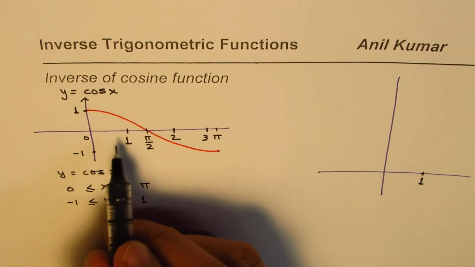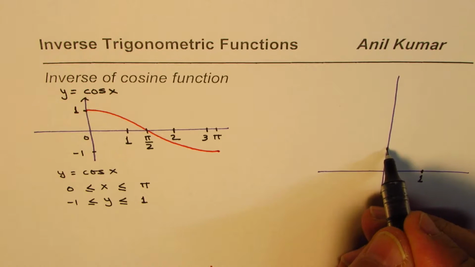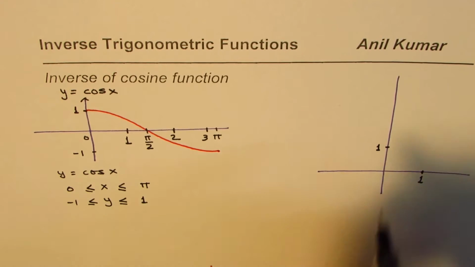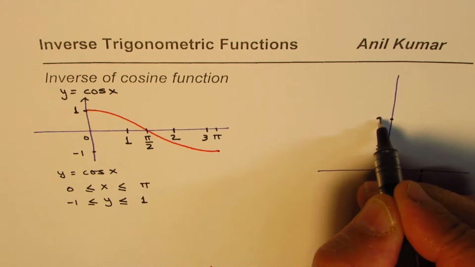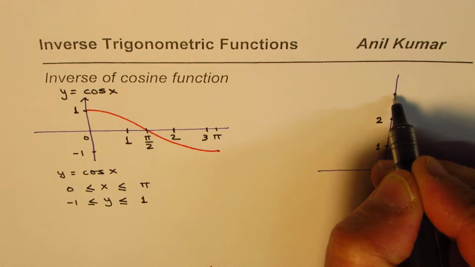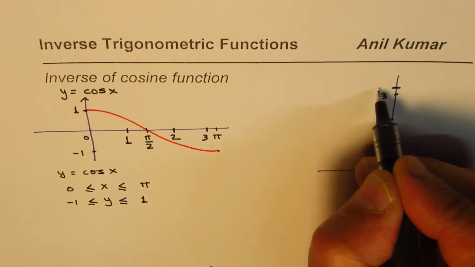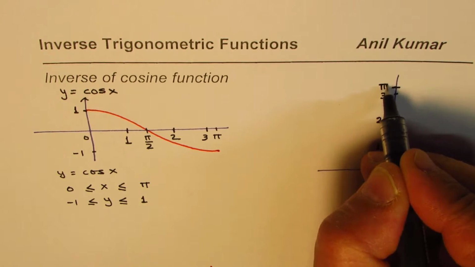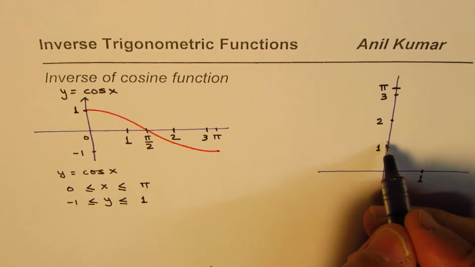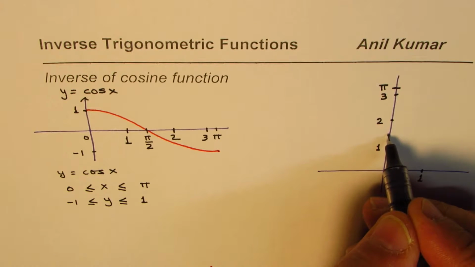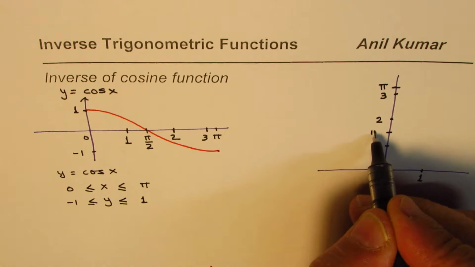Now let me make a scale here for the y. So this is, let us say, 1 for us. That is 2 for us. And here we have 3. So pi will be slightly more than 3. Let me write this as pi. And pi by 2 will be slightly more than 1.5 times this. So this is pi by 2 for us.